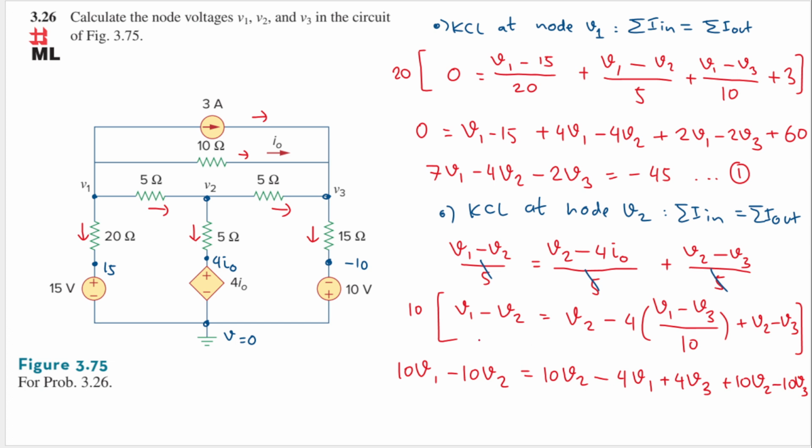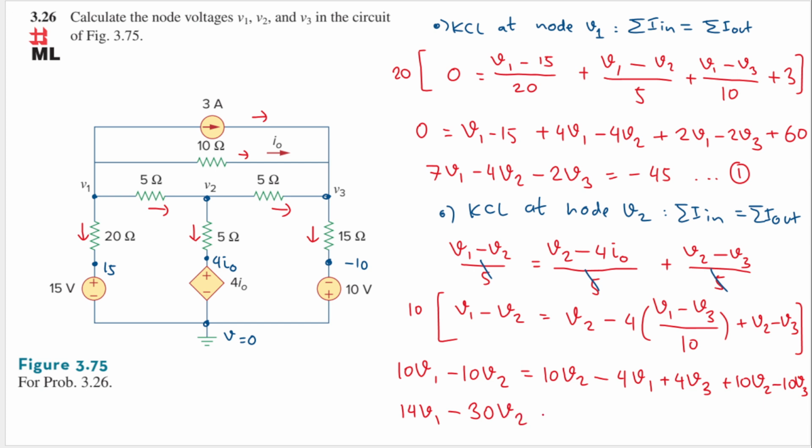Now what can we do from here? V1 is coming from here and here, so I will have 14 V1, right? And then V2 is this one, and then this one, and this one. So I will have minus 30 V2, I think.